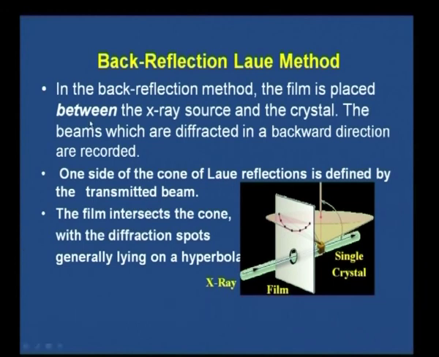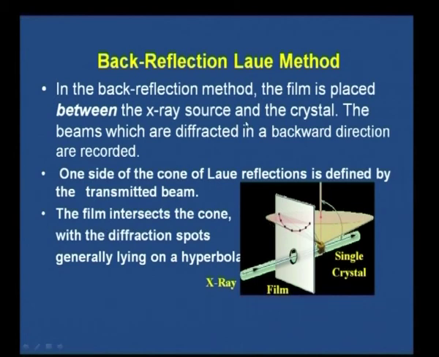You have the back reflection Laue method. Here you have an X-ray beam, right, and a single crystal. Remember, in the Laue method he used a single crystal, right. The X-ray beam passes through this single crystal. The X-ray film is kept here. Now, this is called the back reflection. The X-ray beam coming here is incident on the single crystal. It is the planes which diffract or reflect the X-rays in this direction, and it is called the back reflection.